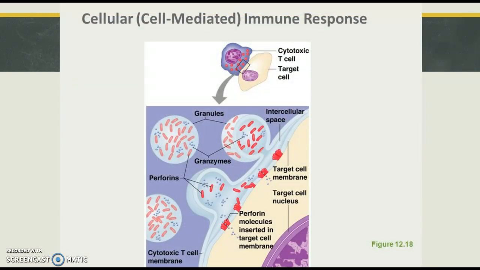So this is pretty cool. We have a cytotoxic T cell going towards the target cell, which is one of your own infected cells. So it looks at it as a foreign cell because it is an infected cell, where it releases these enzymes into it, which then causes the cell to die.